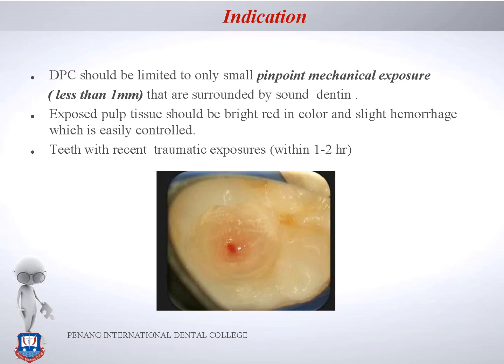Now this kind of picture I always use in your OSCEs to assess whether you understand this concept of pinpoint exposure, and the surrounding of the exposure should be sound dentine. Now this direct pulp capping is not recommended for primary teeth, but you can do it for permanent teeth. But in primary teeth, it is advisable not to do it, but you can do it with MTA and biodentine.